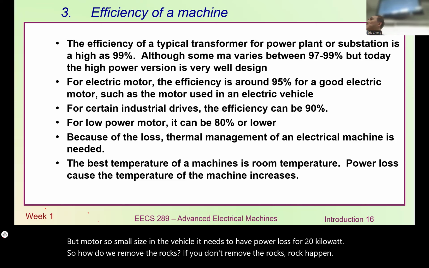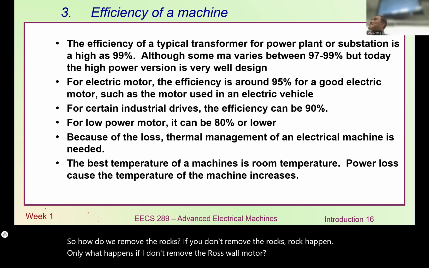Ali, what happens if you don't remove the loss for a motor? It becomes costly.